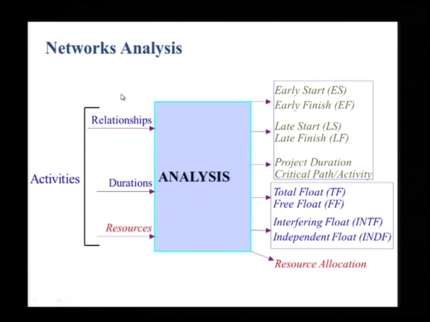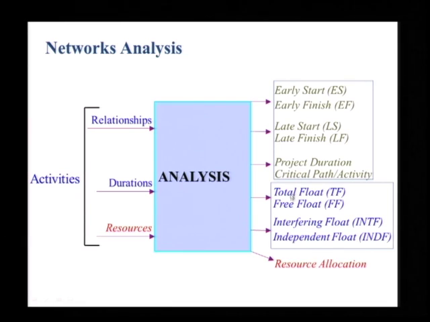You may recall that we had covered network analysis in this manner, where we had inputs for the analysis which were relationships, durations and resources, and various outputs. So we have covered the set of outputs in this box, which is the early start, early finish, late start, late finish, the project duration, and for the networks which we analyzed, we could actually find the critical path without any calculation or any specific identification.